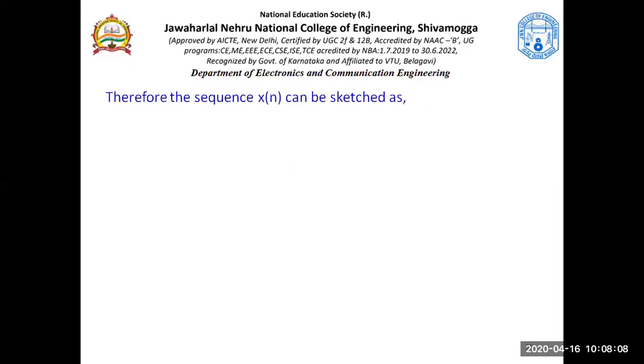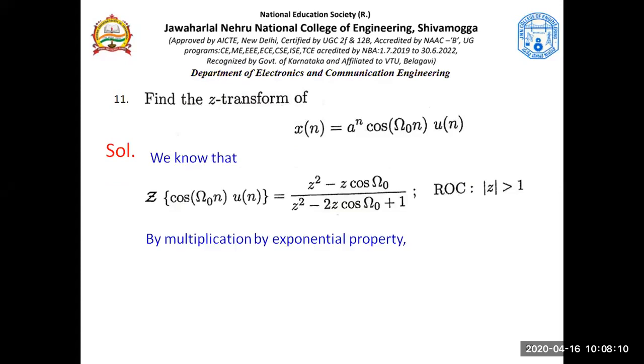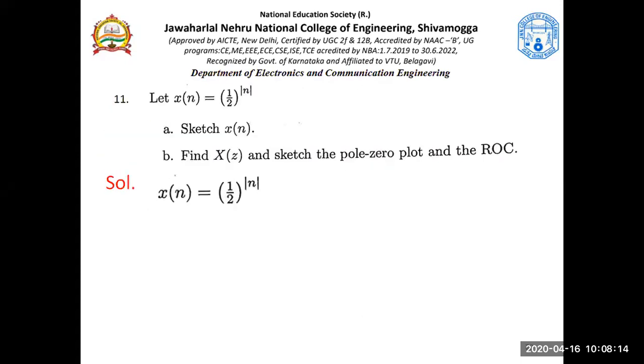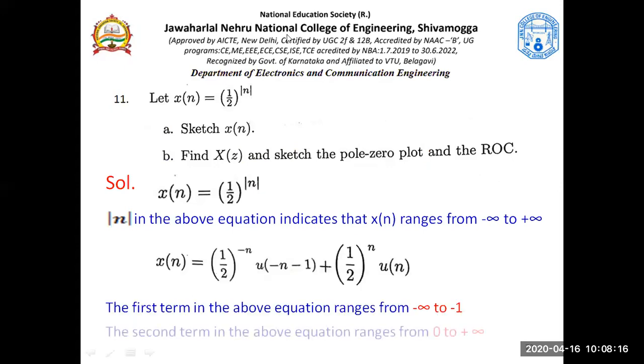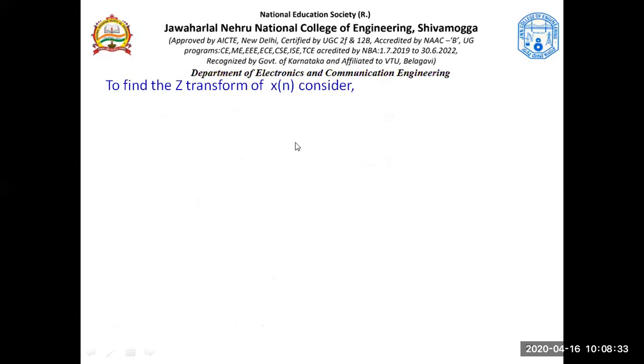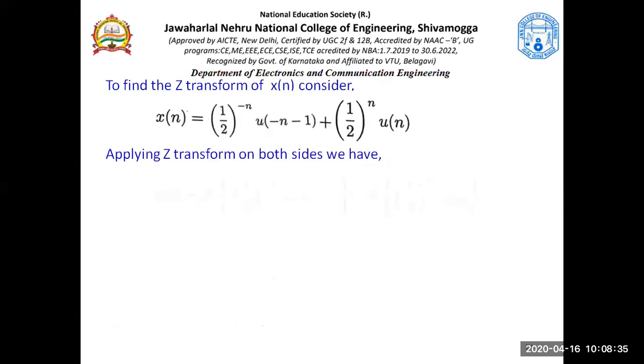Okay, this is the problem we were seeing. This we had plotted. Yes, this magnitude, and we tried understanding what this magnitude is, and the magnitude very clearly says that this x of n ranges from minus infinity to plus infinity. We were able to sketch that like this. Then we found out the z transform of that.